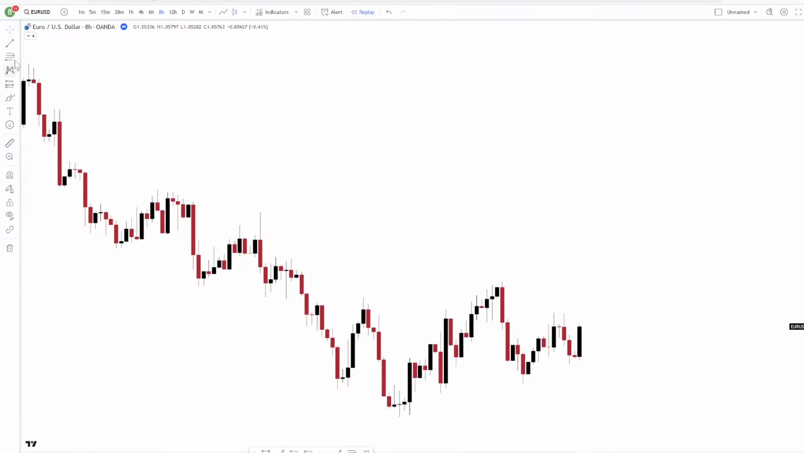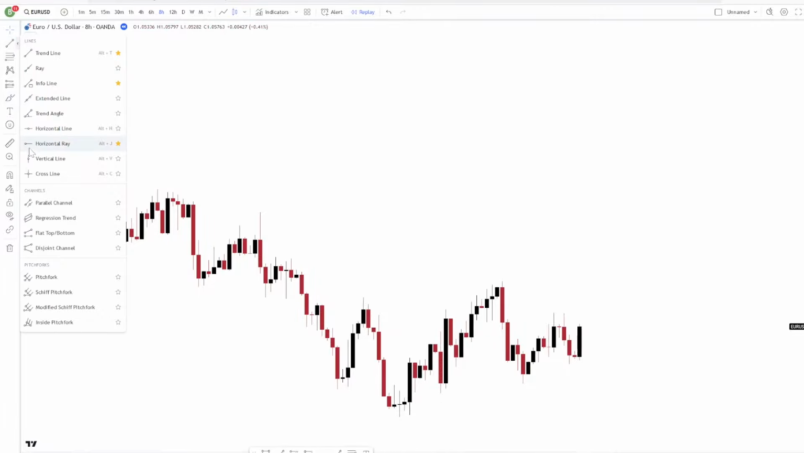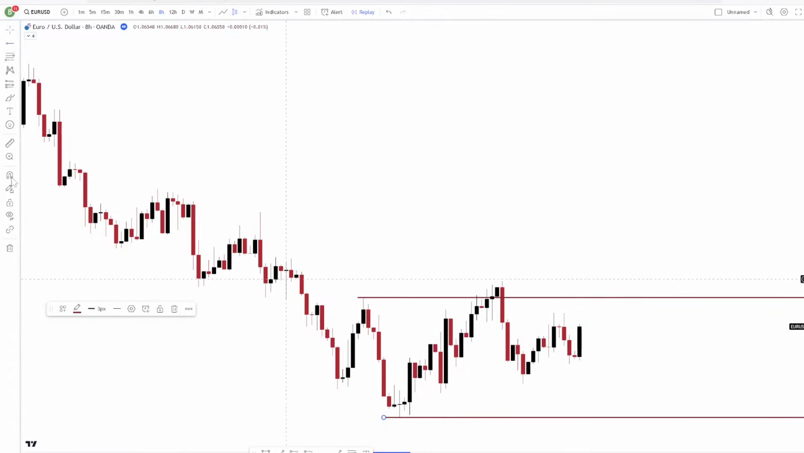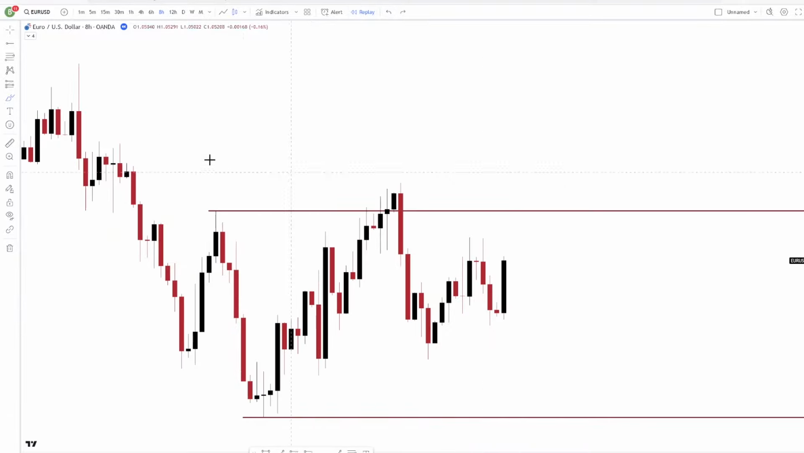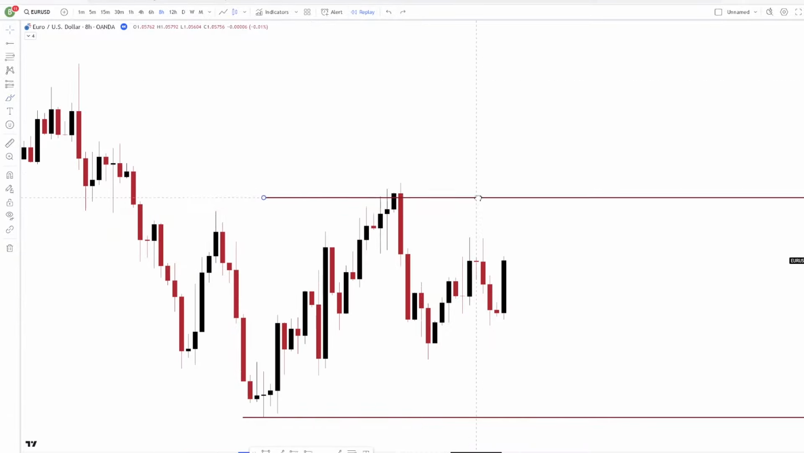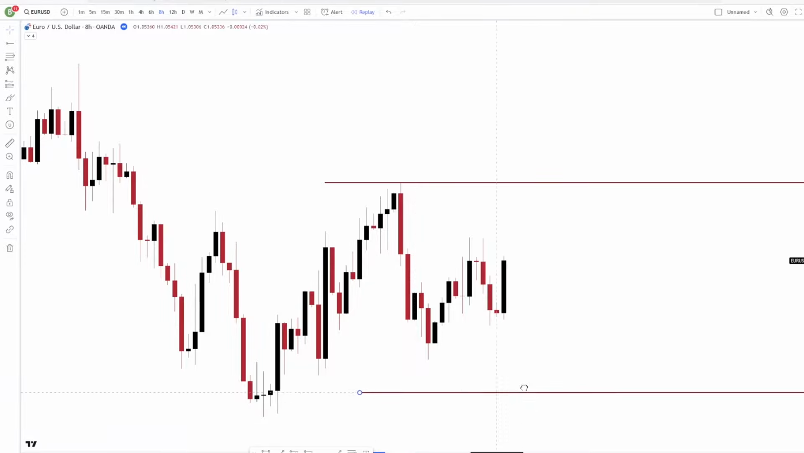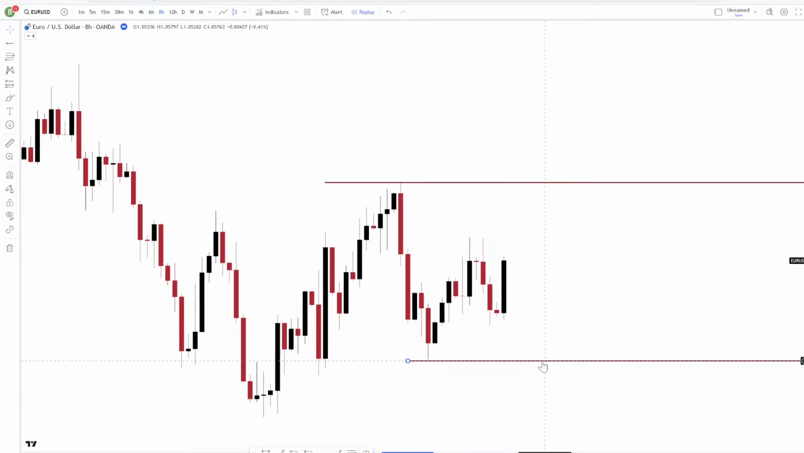So what do you have here? Always look at what happened prior in the market. So you had your buyers being trapped here and you had your sellers being trapped here, and price trapped all the buyers and came back inside of the range. So what do we know now? What we do know is that our buyers are trapped right here and our sellers are trapped right here. These are major swings.